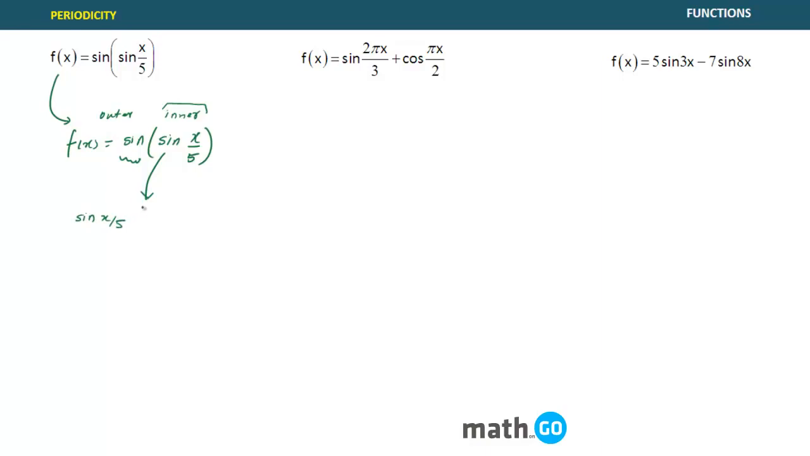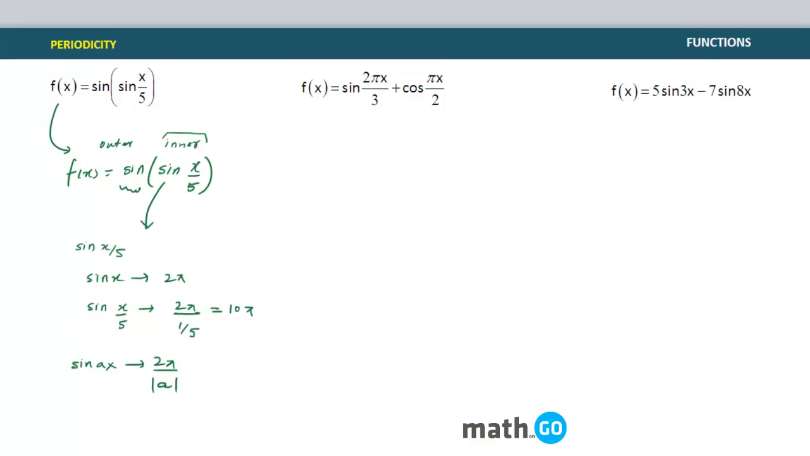So what will be the period of sine of x by 5? The period of sine x is 2 pi. So for sine x by 5, the period will become, not 2 pi by 5, it will be 2 pi divided by 1 by 5. Remember we did the formula that if sine ax is there, then the period will become 2 pi by modulus a. So here the role of a is being played by 1 by 5. So this actually comes out to be 10 pi. That means this inner function repeats itself after a period of 10 pi, and that is the answer. So the answer to this problem is nothing but 10 pi only.